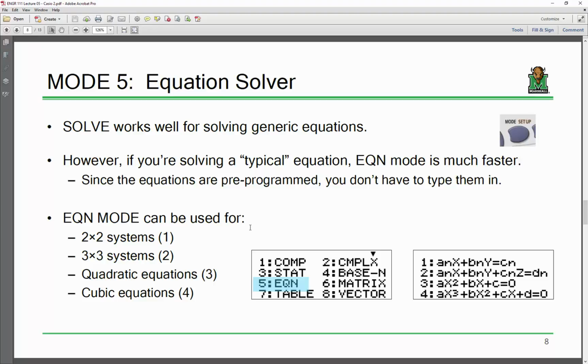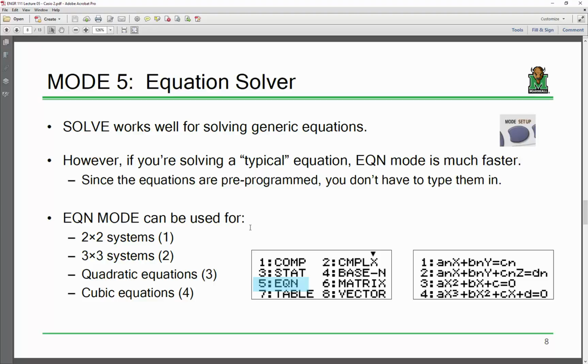Now, when you are solving a random equation that could have sines and cosines and exponents and square roots, the solve function works very well, because you can plug in any equation that you want, and the calculator will find you a solution. But if you're solving what I would call a typical equation, in other words, an equation that is already pre-built into the calculator, then the equation mode is much faster.